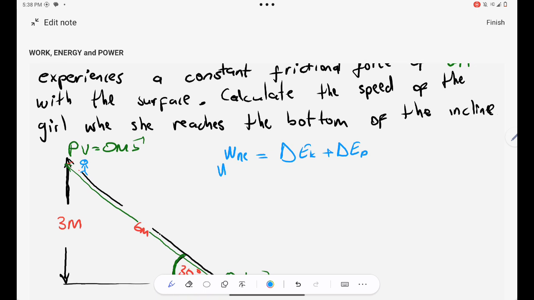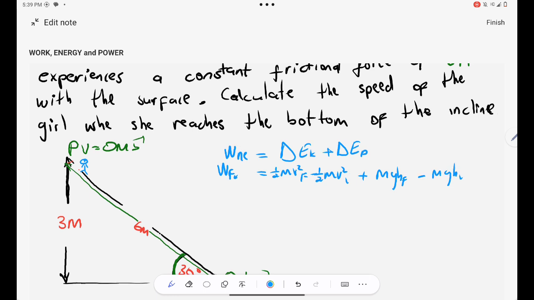So we'll simply say work done by friction is equal to half mv squared final minus half mv squared initial, plus mgh final minus mgh initial.